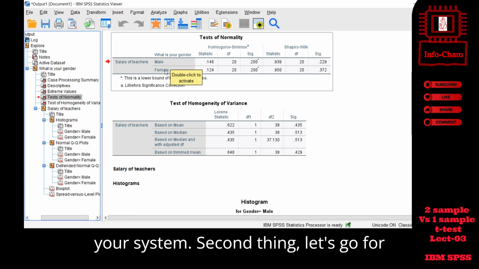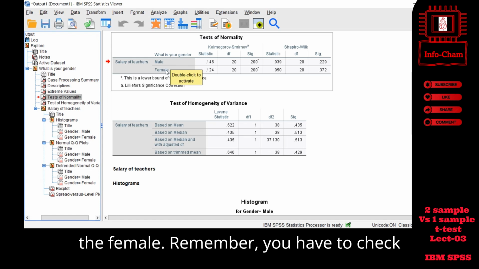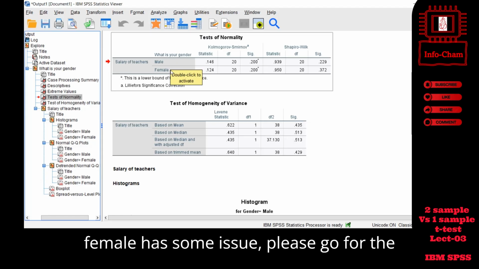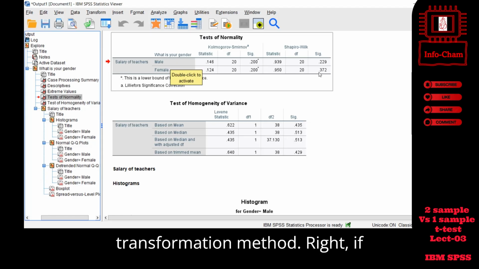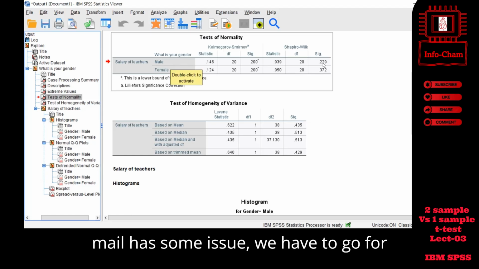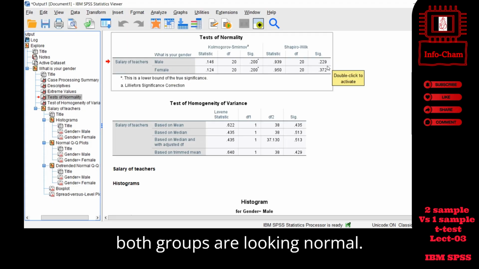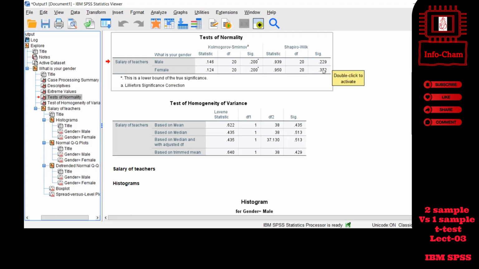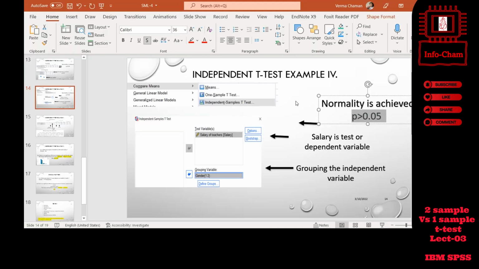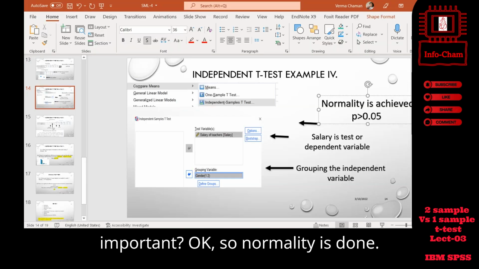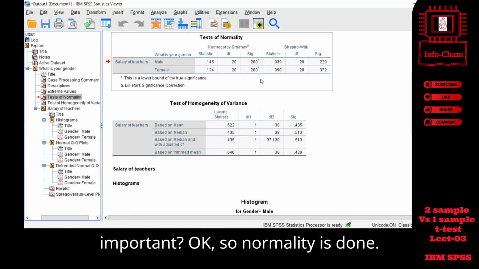Second thing, let's go for the female. Remember, you have to check the normality for each category. If female has some issue, please go for the transformation method, right? If male has some issue, we have to go for that. So in that case, both groups are looking normal. So is it clear to you? Can you see this normality? Yes. Which is important. Okay, so normality is done.